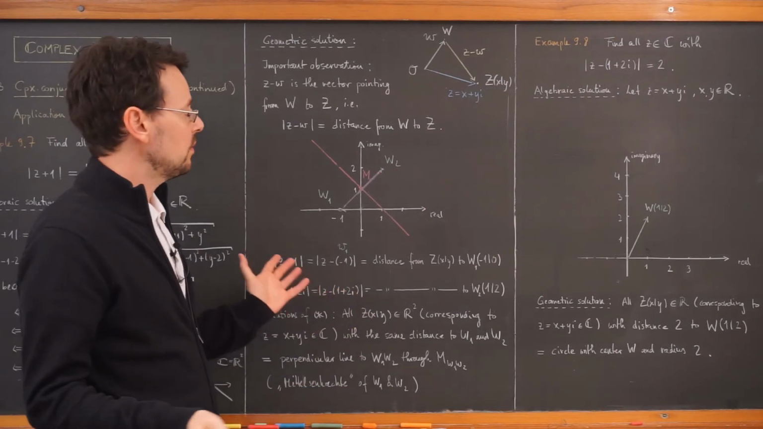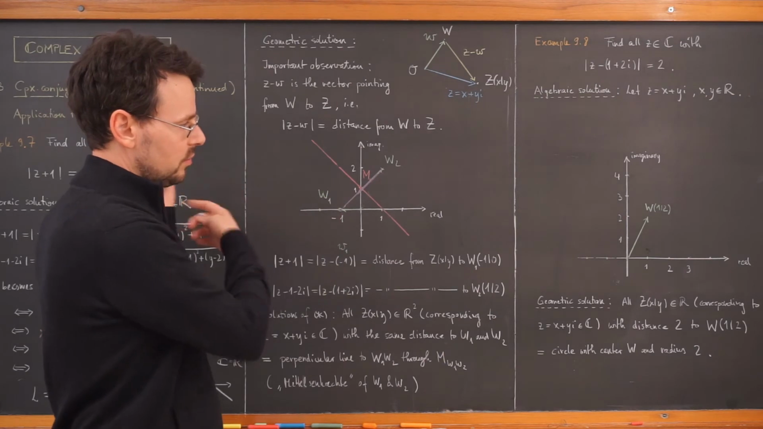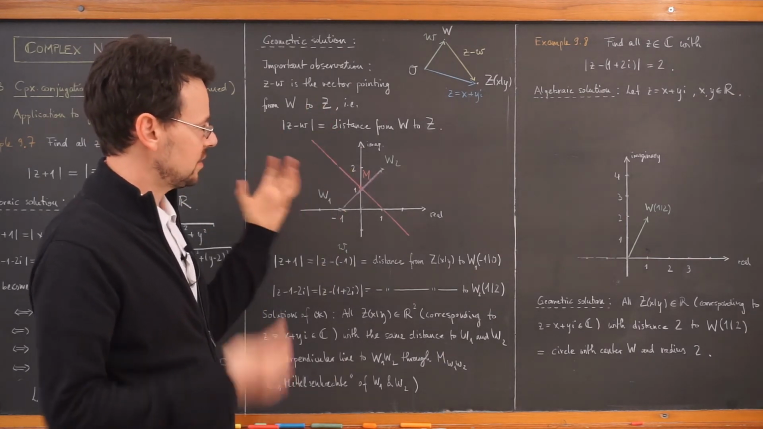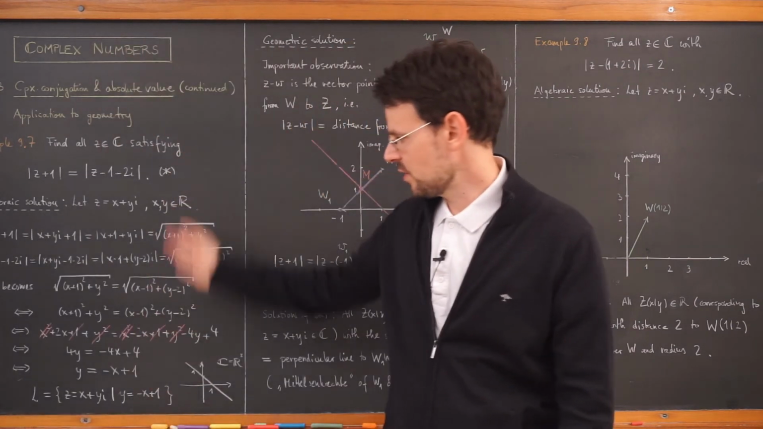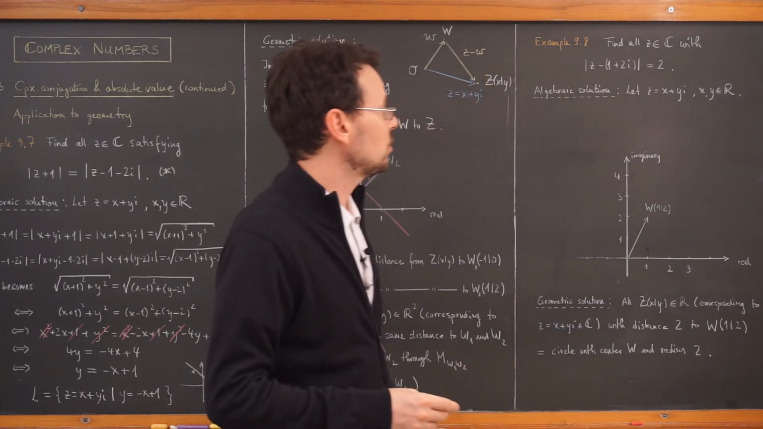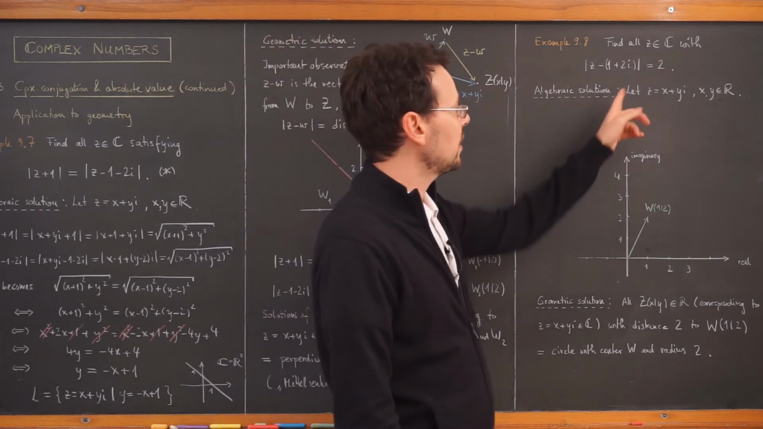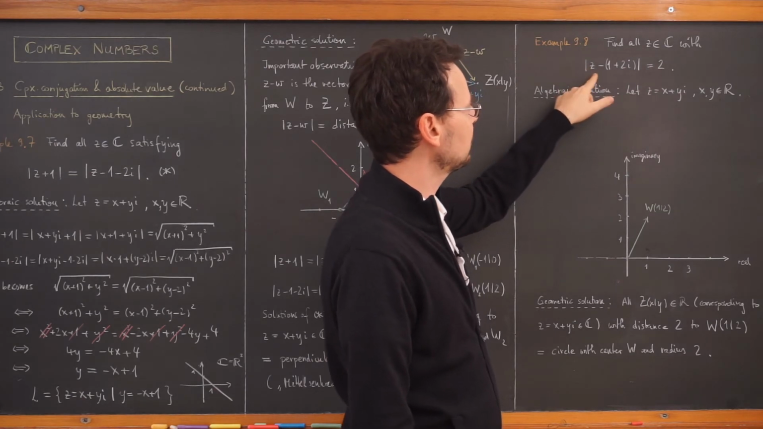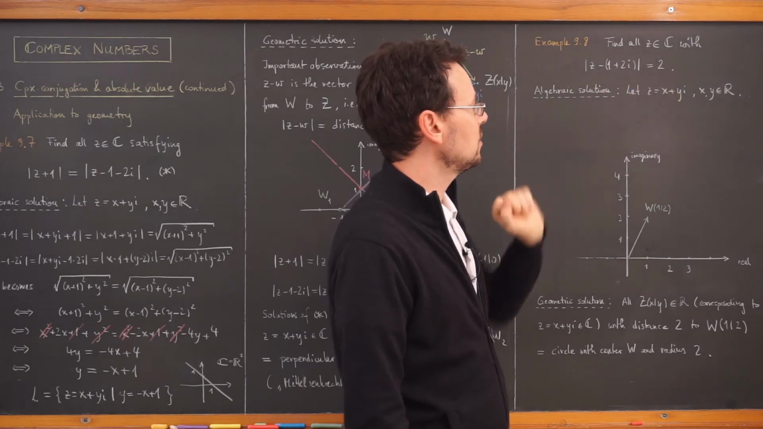Okay, I hope you have been able to see that this solution is superior to the previous one in the sense that it really contains the geometry of this problem. But of course it's not forbidden to use the algebraic method if you can't think of the geometric solution. Next example, we are looking for all the complex numbers that satisfy this equation here. The absolute value of z minus 1 plus 2i is 2.